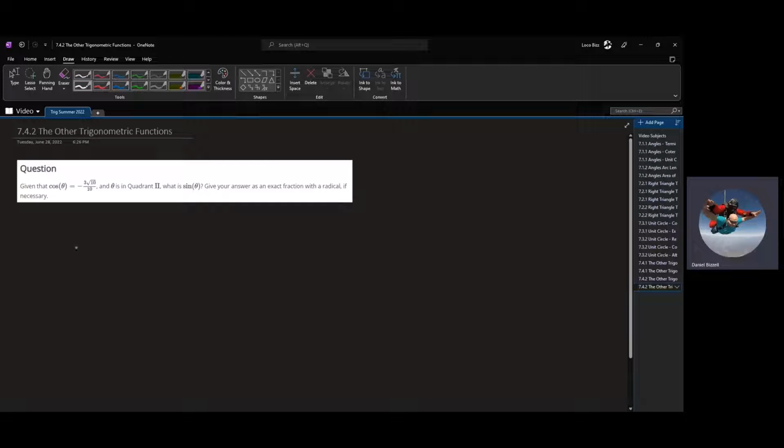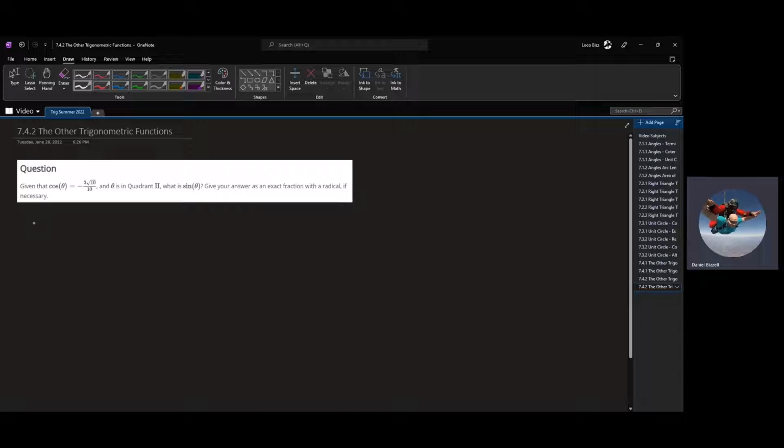Given that cosine theta is equal to negative 3 square root of 10 over 10, and theta is in quadrant 2, what is sine of theta? All right, so to answer this question, it would probably be easiest to think about the Pythagorean theorem.